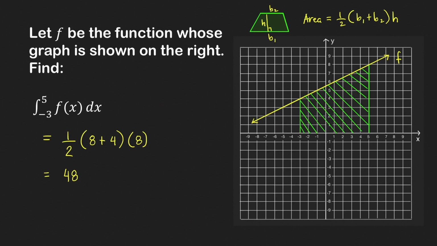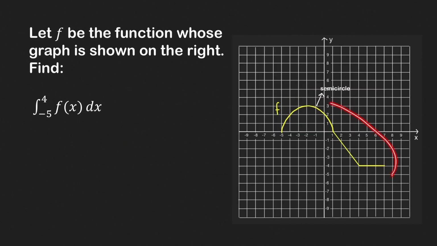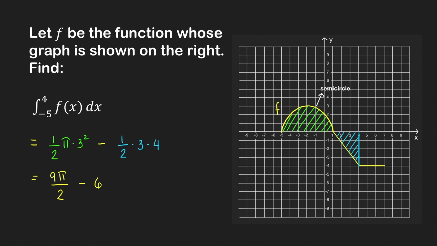Now let's consider one more function here. Suppose this is the graph of our function f, and it consists of a semicircle and two straight segments. So now let's compute the value of this definite integral from -5 to +4. So again, we look at the regions bounded by the function and the x-axis on that closed interval, -5 to 4. So we have here a region above the x-axis and a region below the x-axis. And the region above the x-axis is just a semicircle.